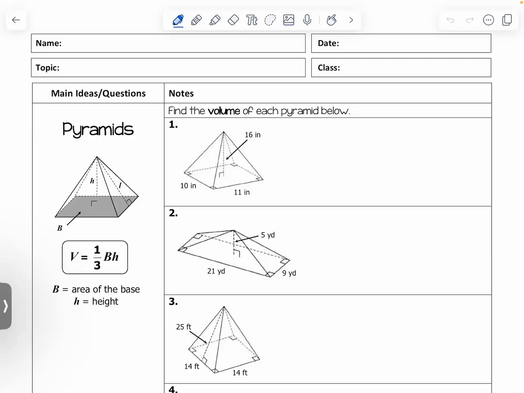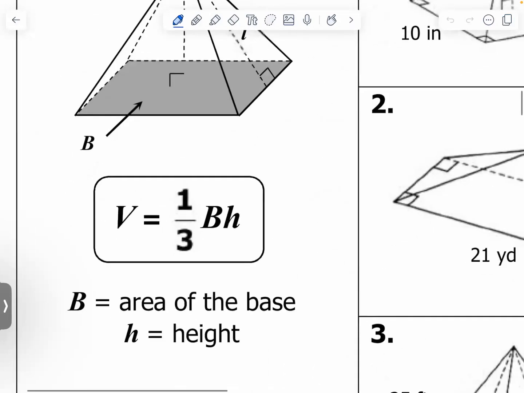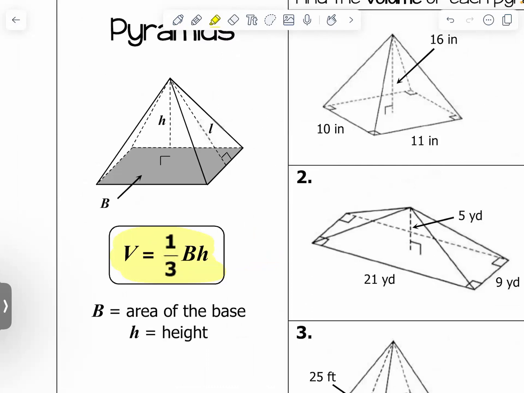I really like pyramids and cones because it's just like a prism and a cylinder, except it is 1/3 of it. So we find the volume of a prism by taking the area of the base times the height. Well, if we have a pyramid instead, it's going to be 1/3 of that volume. So area of the base times the height divided by 3.